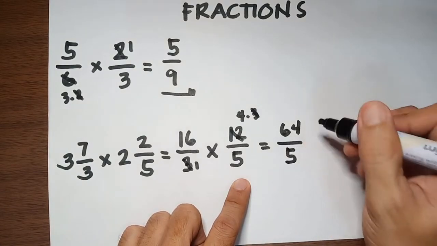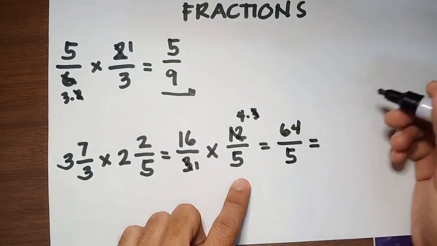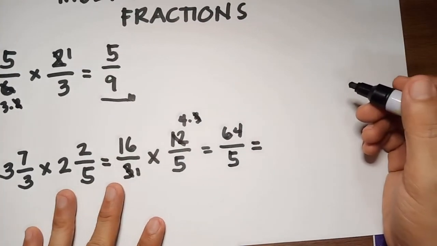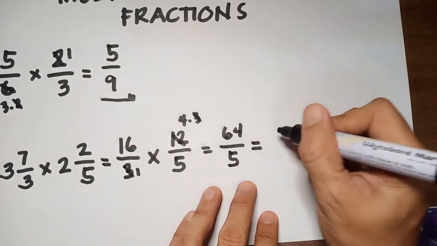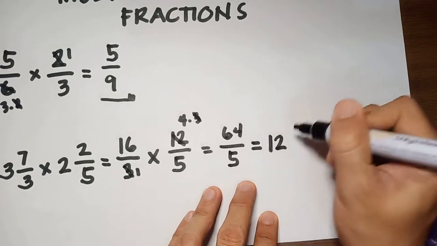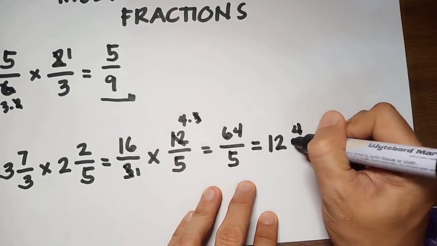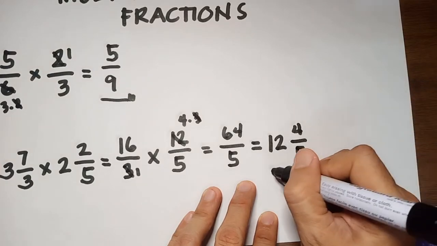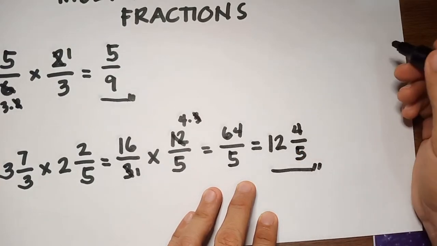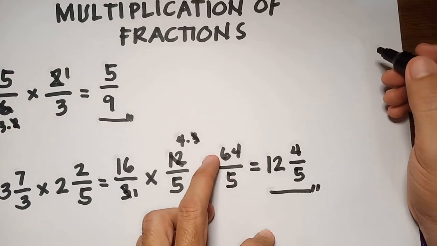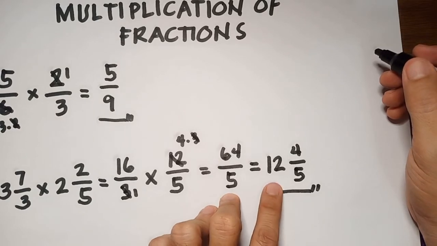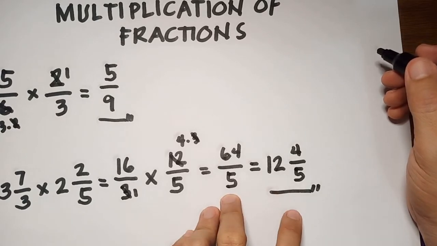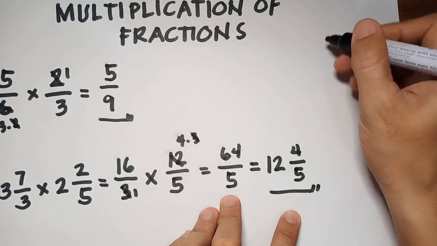Then 64 over 5 can be changed to a mixed number. So we can change 64 over 5 to a mixed number, which is 12 and 4 over 5. Okay, so let me just show you how I changed 64 over 5 to a mixed number to arrive at the answer 12 and 4 over 5. So this is how to change that to a mixed number.